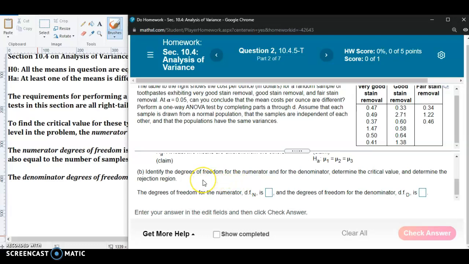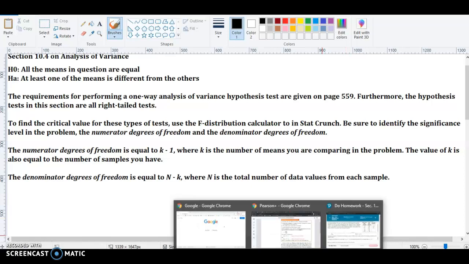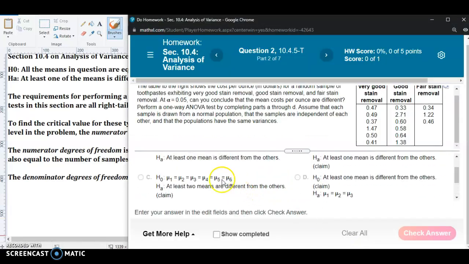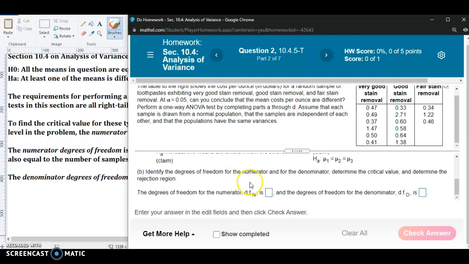Okay, part B, it says to identify the degrees of freedom for the numerator and for the denominator, and then determine the critical value and determine the rejection region. Okay, so going back to our notes here, remember the numerator degrees of freedom is equal to k minus 1, and k is the number of means you have in the problem. Since we're comparing 3 means in our problem, the numerator degrees of freedom would be 3 minus 1, which is 2.